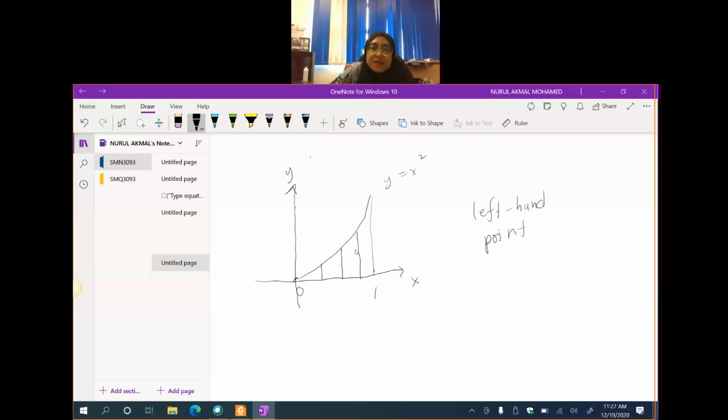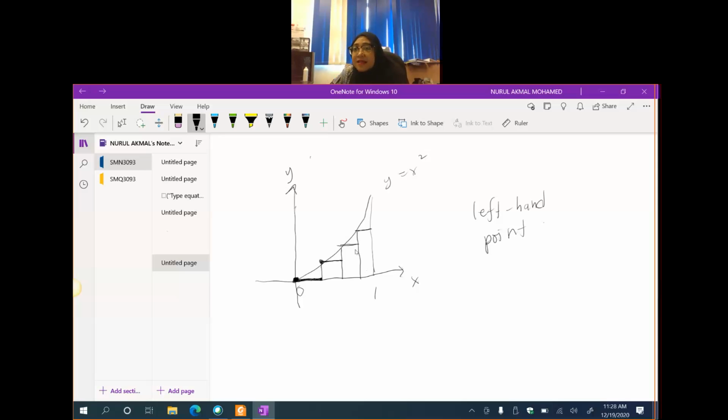For the first rectangle, the first endpoint is this one, so the rectangle for the first one is nothing, because the first value is 0. The first one will just be flat on the x-axis. For the second rectangle, the left-hand point is this one, so it will start from this, and you draw the horizontal rectangle. The third one will be something like this, and the fourth one like that. So this is the approximation.